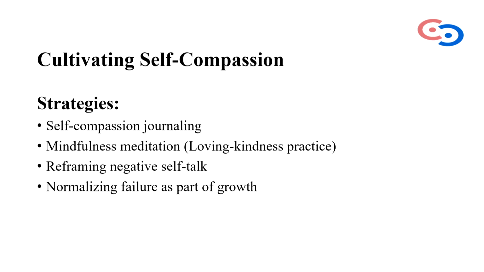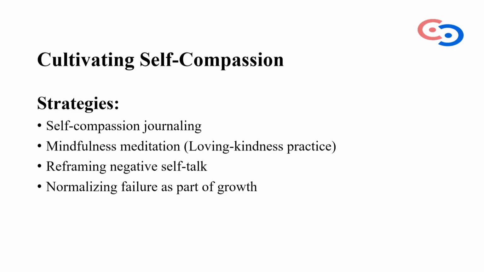So how do we cultivate self-compassion? There are some strategies. For example, compassion journaling, where you write down your thoughts; mindfulness meditation; and reframing negative self-talk, as I discussed in cognitive restructuring. Sometimes we tend to talk to ourselves in a negative way, for example, I am not good enough, I am not doing well, I cannot do this. You need to have awareness and try to change that negative self-talk into a more appropriate and balanced way. And lastly, normalizing failure as a part of growth, which is very common in the journey of academics.